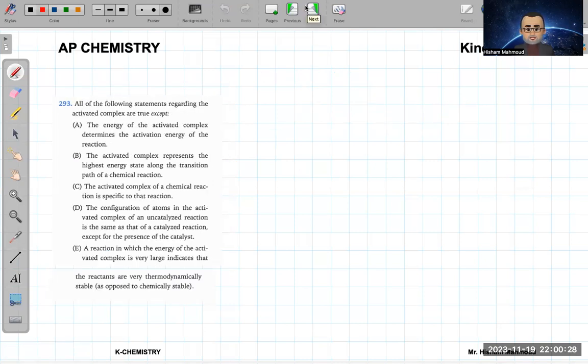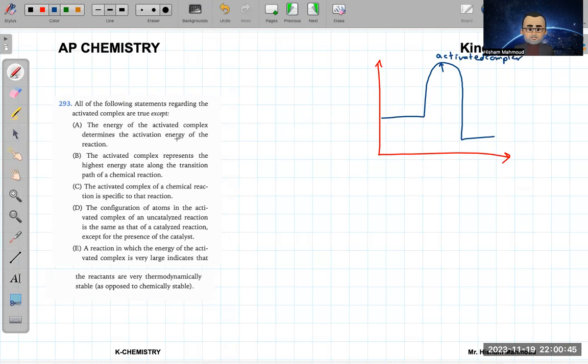Okay. All of the following statements regarding the activated complex are true. What is the activated complex? This is the point you reach when you are in between what and what? Reactants and products. That point is what we called the activated complex. The energy of the activated complex determines the activation energy of the reaction. Yes, because the activation energy is equal to or more than this point.